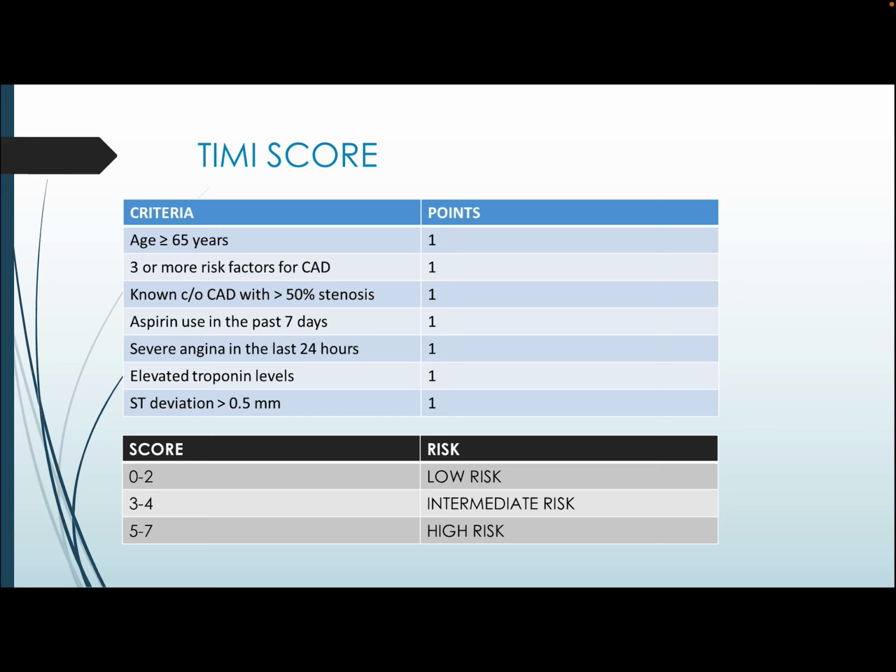Here you have 1 point given for each of a number of criteria: age more than 65 years, presence of 3 or more risk factors for coronary artery disease, a known case of CAD with more than 50% stenosis, a history of aspirin use in the last 7 days, a history of severe angina in the last 24 hours, elevated troponin levels, and an ST deviation of more than 0.5 millimeter. These are the criteria, and a score of 0 to 2 keeps them at low risk, 3 to 4 is intermediate, and 5 to 7 are high-risk patients.